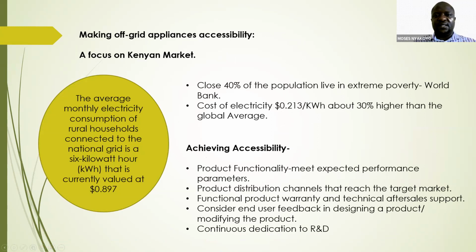In Kenya currently, the latest study done by the World Bank, sometime towards the end of last year, found that about 40% of the population live in extreme poverty. And the cost of electricity in Kenya goes for about 0.21 per kilowatt hour, which is about 30% higher than the global average. It is very interesting because the cost of electricity in Kenya is one of the reasons why off-grid appliances tend to be very acceptable in the Kenyan market, because again, the costs are almost 30% higher than the global rate.